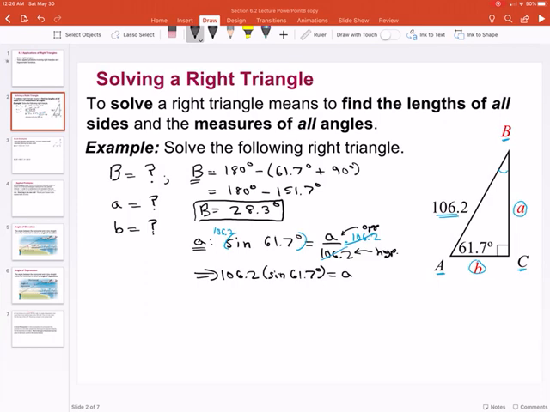All right, so we found A now. We've solved this linear equation. We had to get A by itself. We got rid of the coefficient, and we solved for it. Now let's go ahead and pull our calculator up.